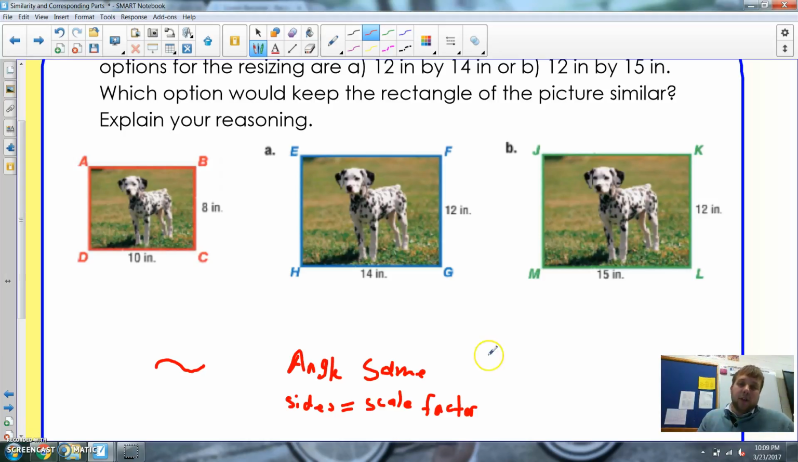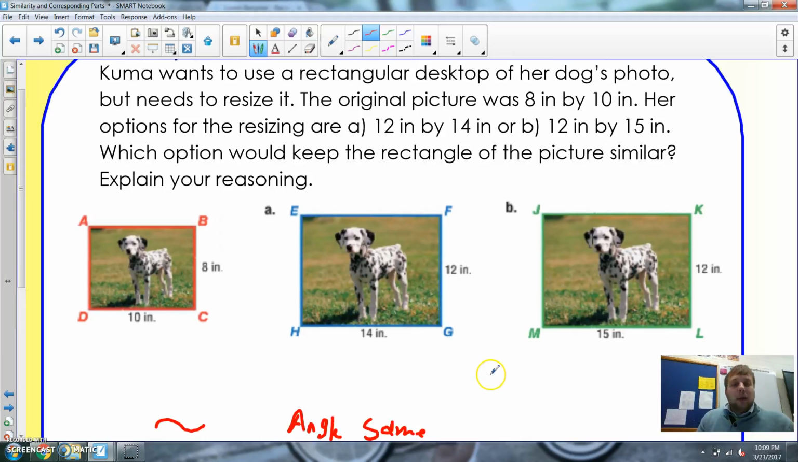So, question on this dog one, located on page 2. Kuma wants to use a rectangular desktop for her dog's photo, but needs to resize it. The original picture was 8 inches by 10 inches, so this is the original. I'm going to call that O. Her options for resizing it are a 12 by 14 or a 12 by 15. Which one do I want to resize it to and keep the same dimensions? We're going to try both of these. We'll say this one's the new one for now.